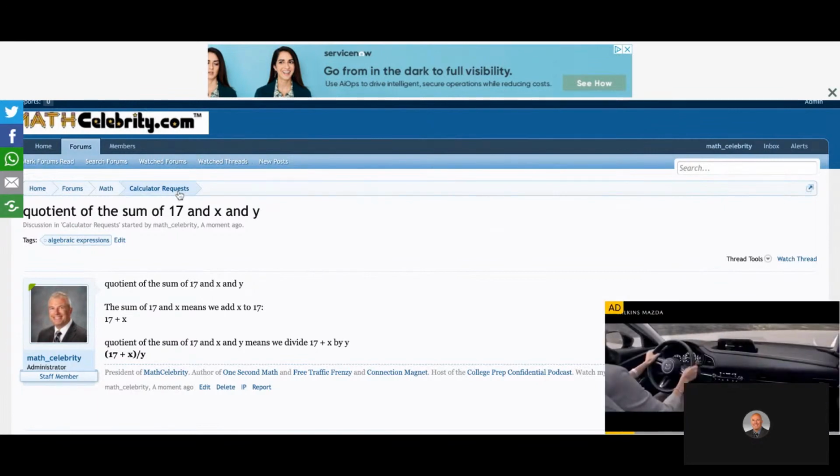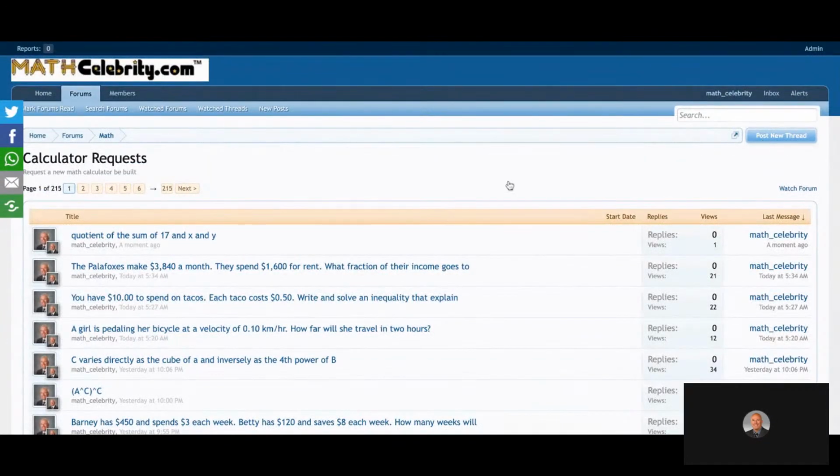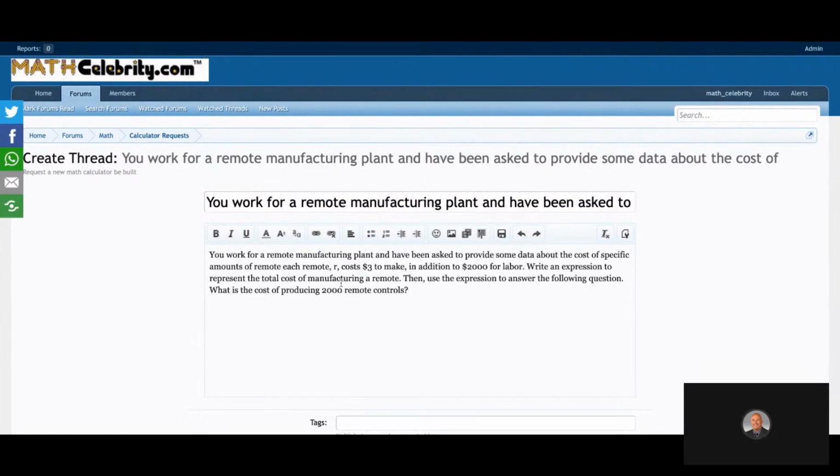All right, so the next one is a biggie. You work for a remote manufacturing plant and have been asked to provide some data about the cost of specific amounts of remotes. Each remote R costs $3 to make, in addition to $2,000 for labor. Write an expression to represent the total cost of manufacturing a remote. Then use the expression to answer the following question. What is the cost of producing 2,000 remote controls?